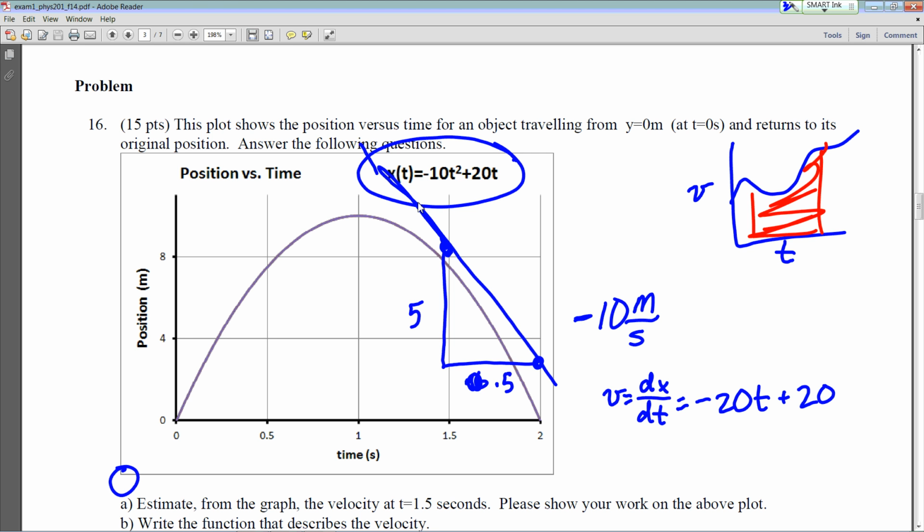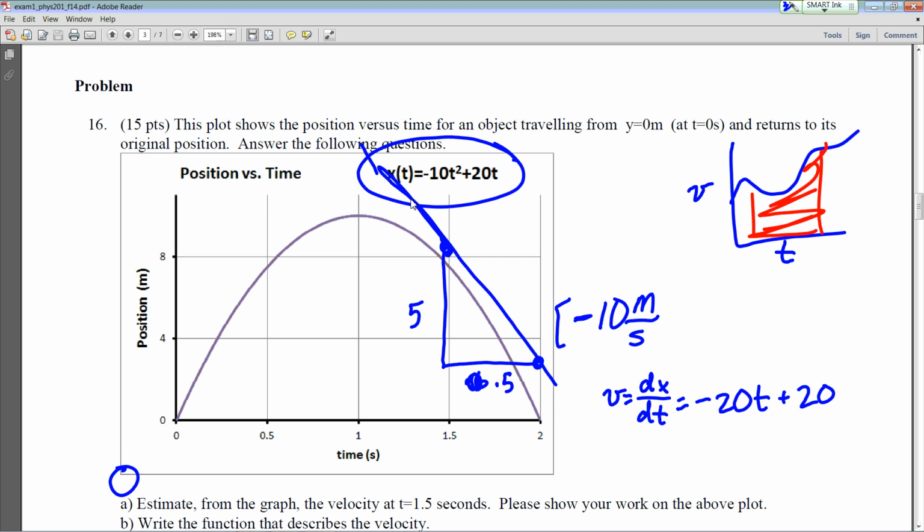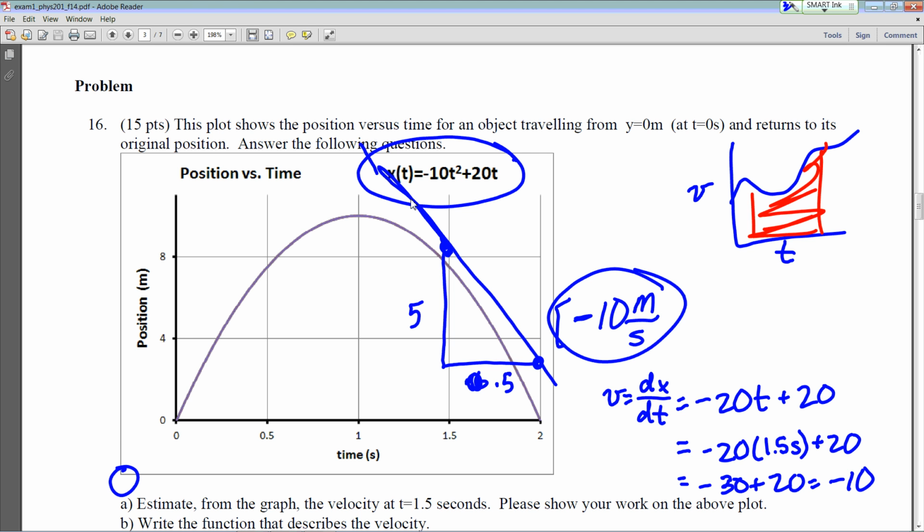And then I could double check my answer here if I want to know the velocity at 1.5 seconds. I think I actually did ask that. I asked the velocity at 1.1 second. But if I want to know the velocity at 1.5 seconds, I just put in 1.5. So I say negative 20 times 1.5 seconds plus 20. So that's negative 30 plus 20, which is negative 10, which jives with this estimate that I had up here. It's a pretty good estimate, actually. It's exactly right. Okay. Are y'all able to take a function and get the velocity and the acceleration? Yeah? Okay, make sure that you're able to do that.